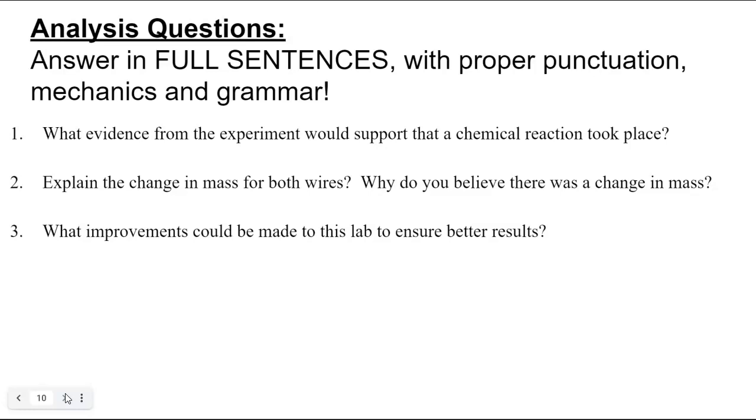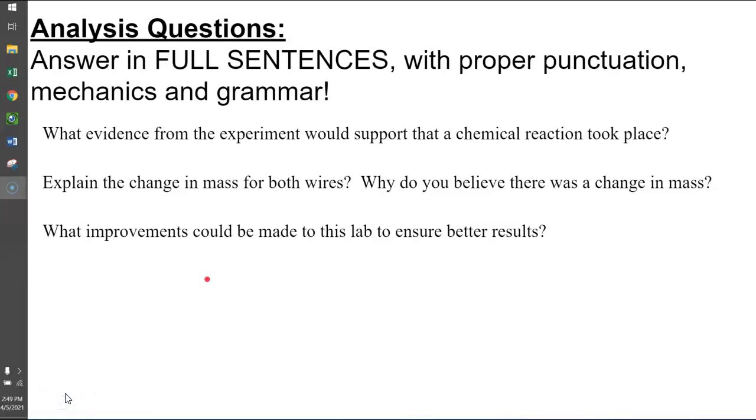I want you to make sure to explain what kind of evidence from the experiment supported that a chemical reaction took place. I want you to explain the change in mass for both wires and why you believe there was one, if there was. And I want you to think about the lab that you ran, or even the lab you just watched. What kind of improvements could be made to ensure that there might be better results come out? All of these can be answered whether you were in the lab or watching the lab.